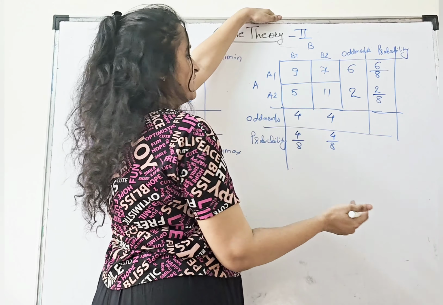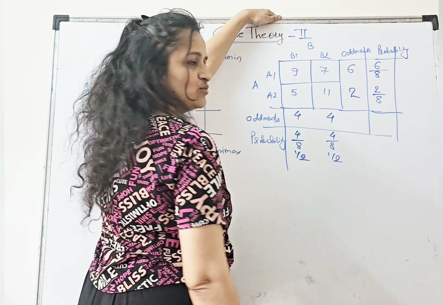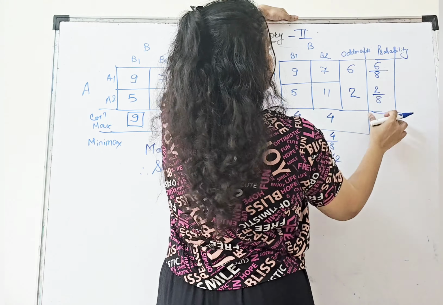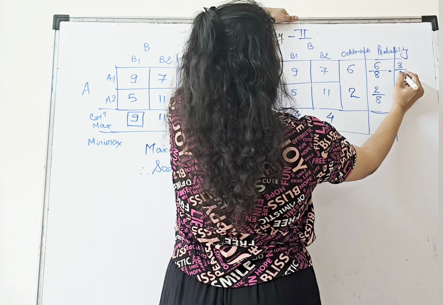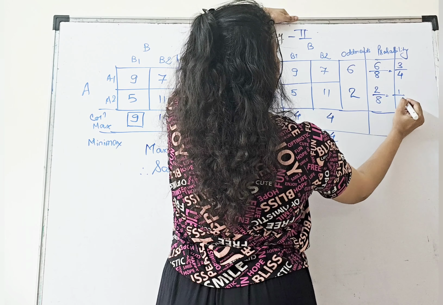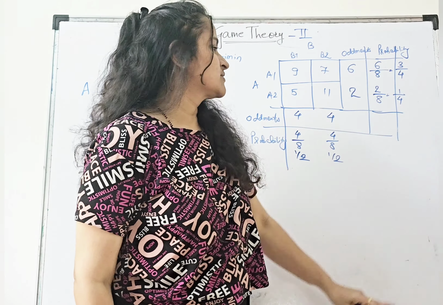Yes. If you simplify this, this gives you how much? 1 by 2. This gives you 1 by 2. Correct? Now, for here, if you simplify it, it gives you what? 3 by 4 and this gives you 1 by 4. Easy? Yes? So after simplification it looks like this.